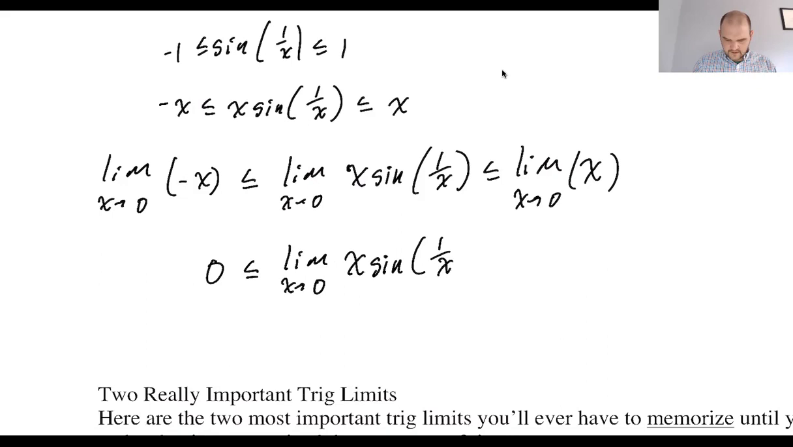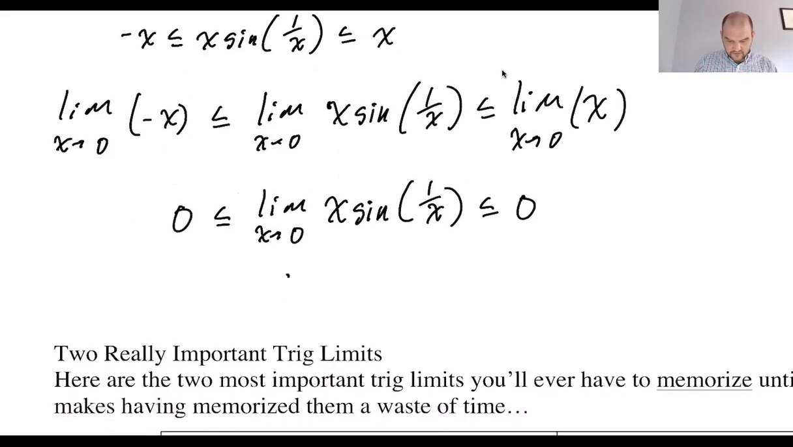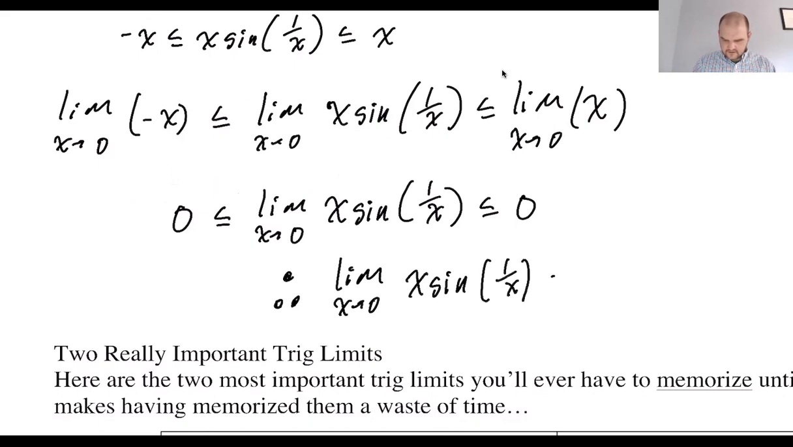but if this limit on the right is also 0, then we do know the limit in between, because it's got to be a number between 0 and 0 inclusive. Like there's only one number that does that. So, and this limit is in fact 0. So therefore, the limit as x approaches 0 of x sine of 1 over x is equal to 0.